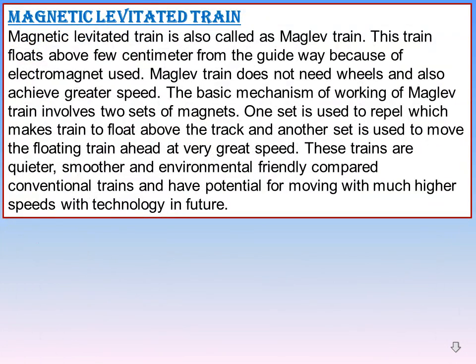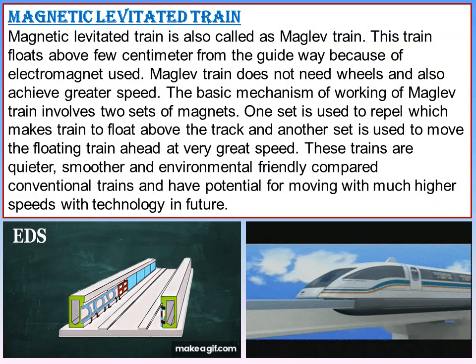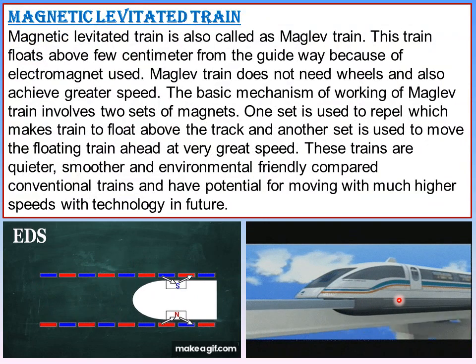Magnetic levitated trains are the best example of this Meissner effect and diamagnetic materials. A magnetic levitated train is also called a maglev train, which is a normal transport system in Japan, China and other European countries. This train floats a few centimeters above the guideway because of the electromagnets used. A maglev train does not need wheels and also achieves greater speed. You can see here there is no wheel inside this train.